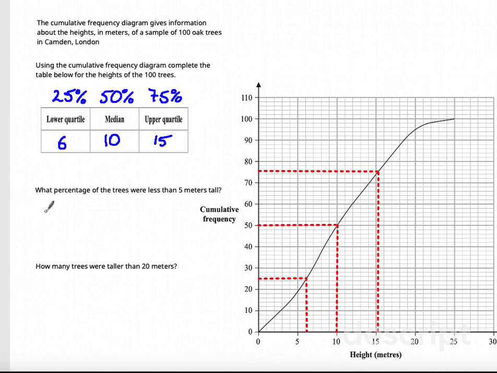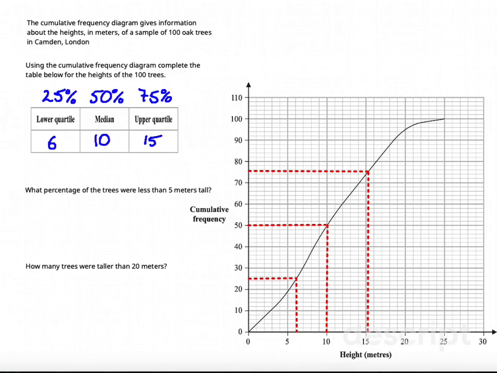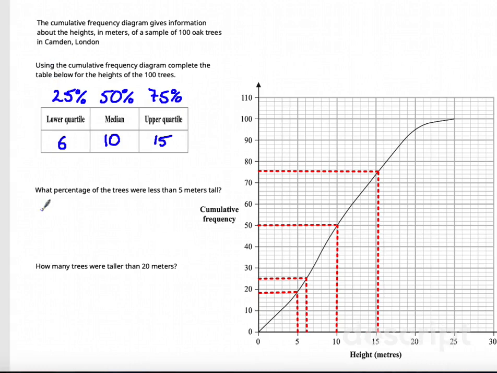Let's have a look at these questions. It asks, what percentage of trees were less than 5 meters tall? Well, this time 5 meters tall is on the horizontal axis here, 5. So I'm going to work the other way around, and I'm going to be drawing a horizontal line up until I reach the graph, and then a vertical line across, and I will read that as 18 trees. So here I will write in 18 trees.